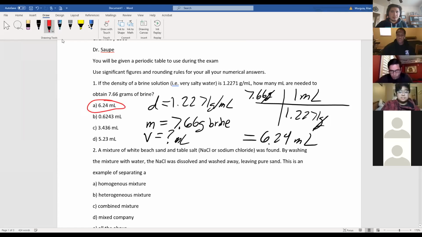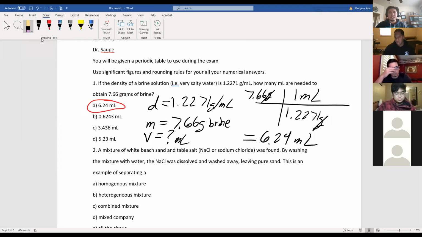All right, I have a question. Are we using 3 significant figures because of the 7.66 being the fewest amount of sig figs? Exactly. Okay. Yes. Gotcha. So remember to always keep sig figs, and the way you can tell is by the numbers that the problem gives you.